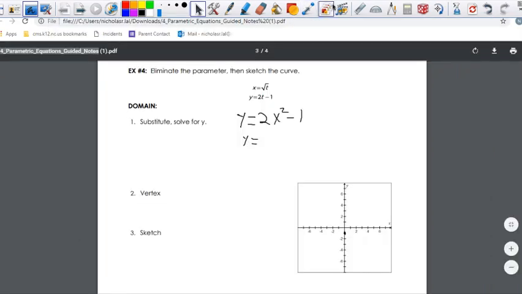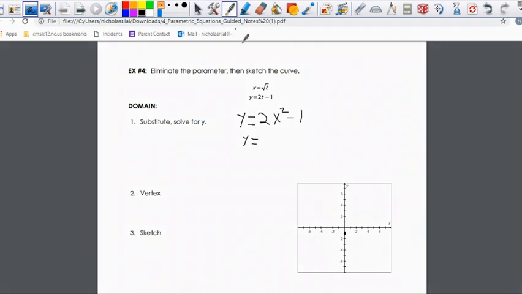So here we need to eliminate the parameter and sketch the curve. If x is equal to the square root of t, square both sides. t is equal to x squared. y is equal to 2t minus 1. Plug in t equals x squared, and y is equal to 2x squared minus 1.